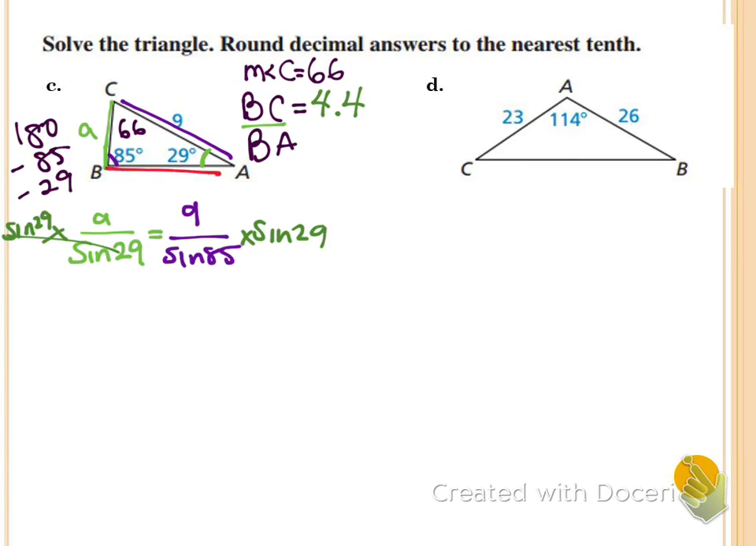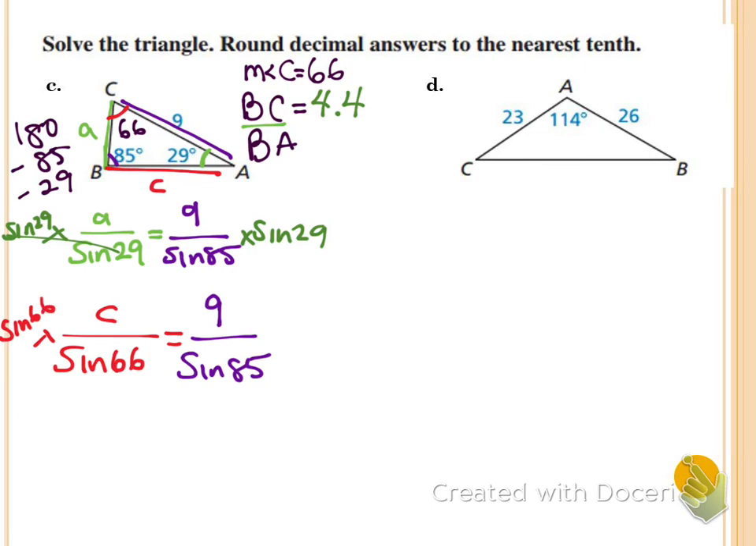We do the same thing to find BA. c over sine of 66, and then use the same known pair, equals 9. I'm just going to literally rewrite the known pair, 9 over sine of 85. Multiply both sides by sine of 66 to cancel out that fraction. 9 over sine of 85 times sine of 66. We get 8.3.